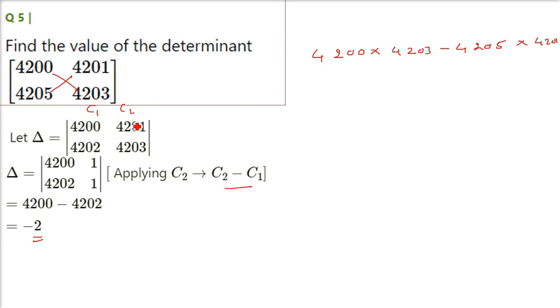So this is column 1, column 2. What we can do is either C1 minus C2 or C2 minus C1. So we have 4200 minus 4201, that is column 2 minus column 1. I don't want to do column 1 minus column 2 because that will give a negative value. The same thing will come, but negative. So column 2 will change to column 2 minus column 1. So 4201 minus 4200 is 1, 4203 minus 4202 is 1. Now you can apply 4200 into 1 minus 4202. That is going to be negative 2.